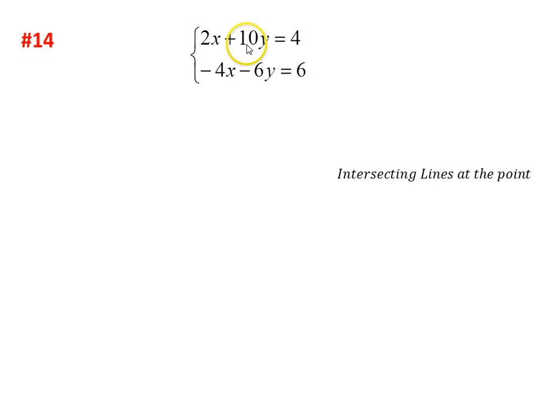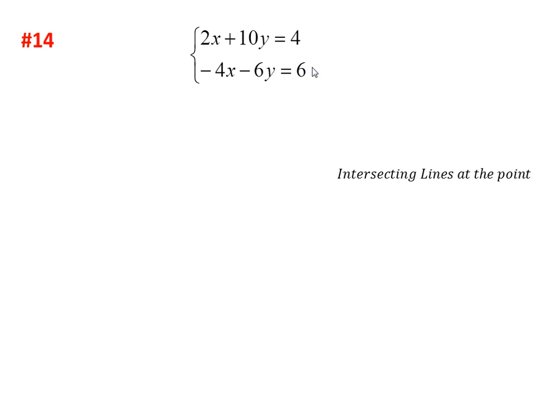So we have 2x plus 10y equals 4 and negative 4x minus 6y equals 6. So we have this system right here, and we're going to solve the system. And notice we're not going to use substitution because we don't have x equals something, we don't have y equals something in either of these equations. So we're going to kind of turn to addition, but if we try to add these equations together, nothing's going to go away because 2x and negative 4x are not opposite, 10y and negative 6y are not opposite, 4 and 6 doesn't really matter because those don't have variables anyway.